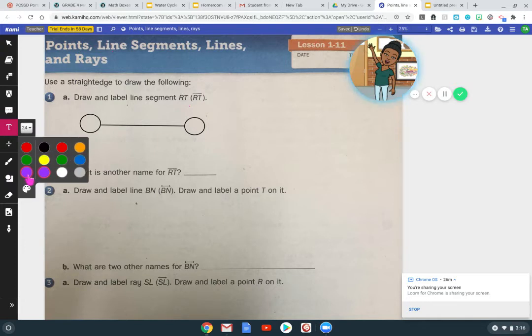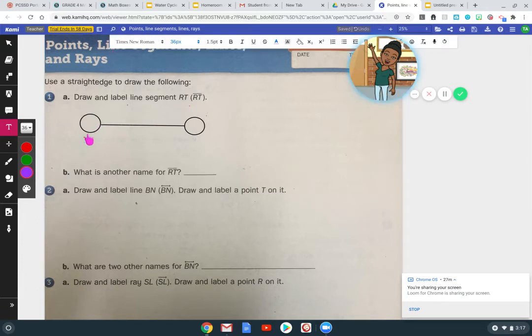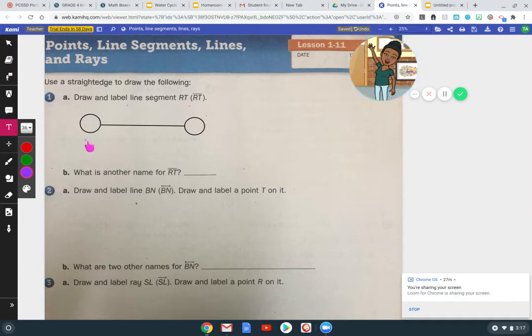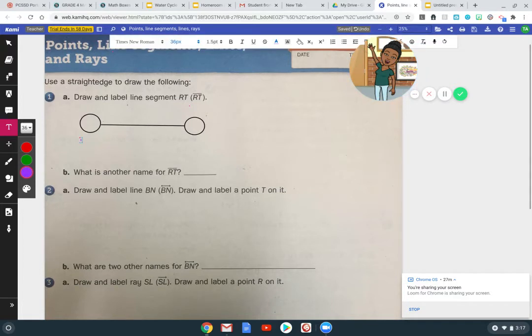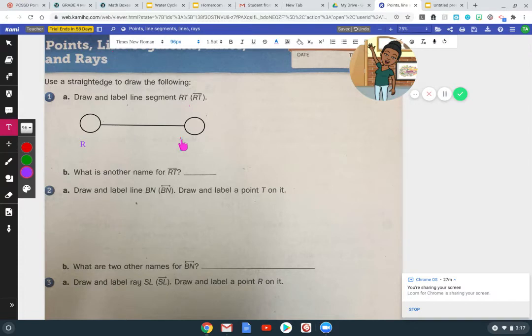I'm going to my text box. Purple works for me. 24 is a little small. I'm going to choose 36 for my text size and type the letter R. It's still a little small, so I'm going to highlight it. Let's go to size 96. And that's big enough because we are labeling a line segment. Let's label the T. So now I have labeled that second endpoint T.